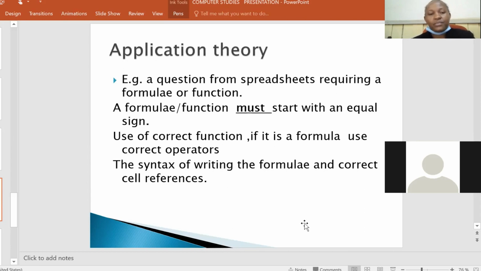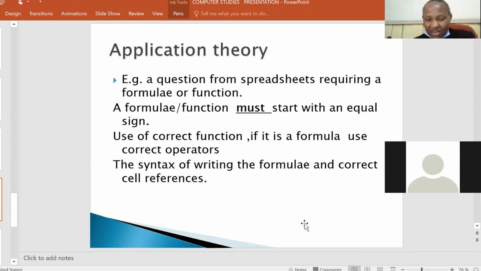What should you note at that point? One, a formula or a function must start. The word must is underlined. It must start with an equal sign. Any formula or function written without an equal sign doesn't qualify to be a right function. It doesn't qualify to be a function or a formula. So if you are writing a formula or a function, always remember to start with an equal sign.